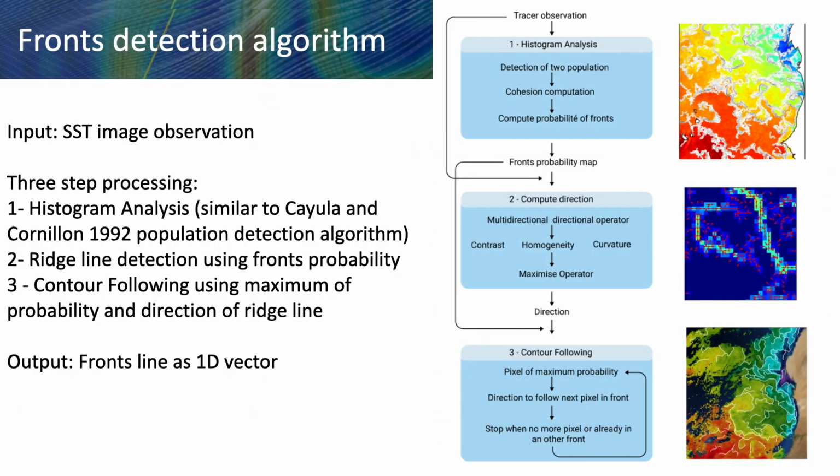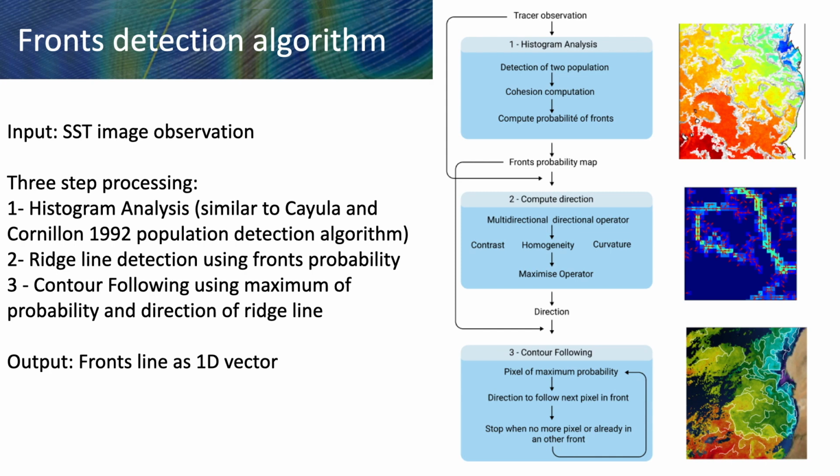Let's have a quick look at the front detection algorithm. There are three main steps for the algorithm. The first one is histogram analysis. It takes the SST image as an input, and the analysis is very similar to the Cayula and Cornillon algorithm.